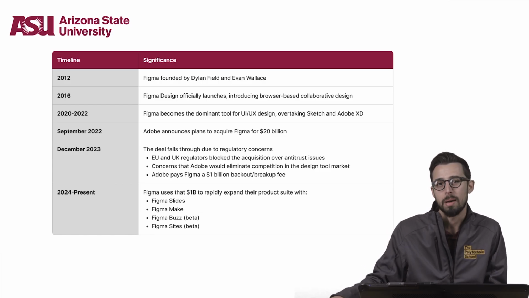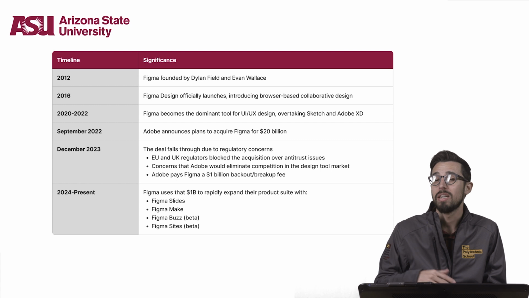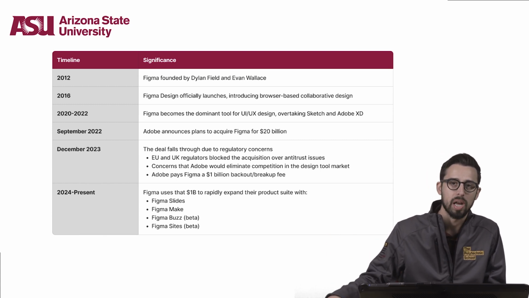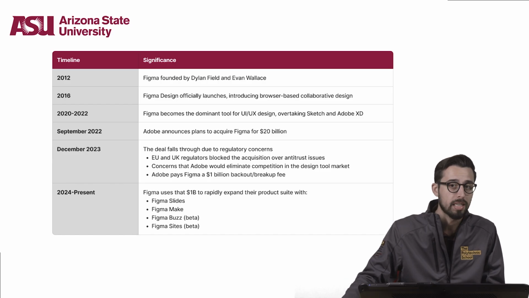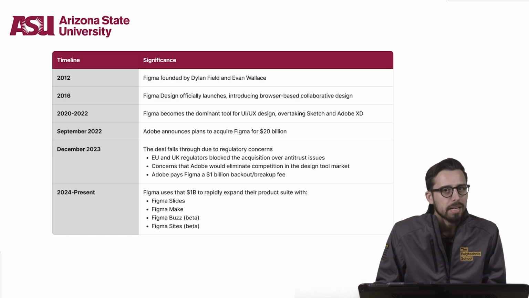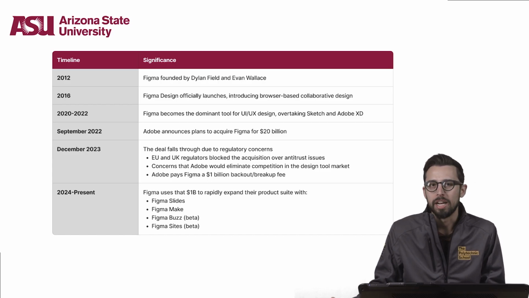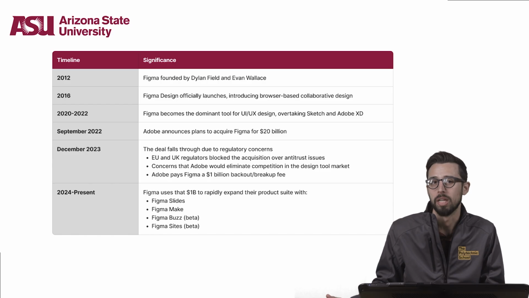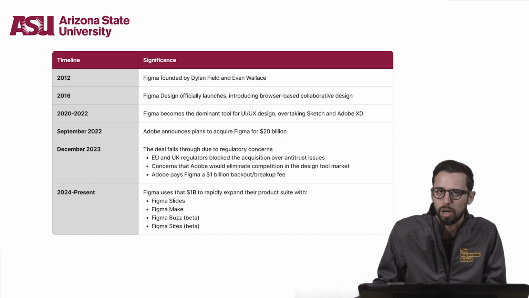However, in December of 2023, that deal fell through because the EU and the UK regulators blocked it over antitrust concerns. Basically, regulators were worried that if Adobe bought Figma, they'd eliminate all competition in the design tool market and they would have a monopoly, which is absolutely a valid concern.